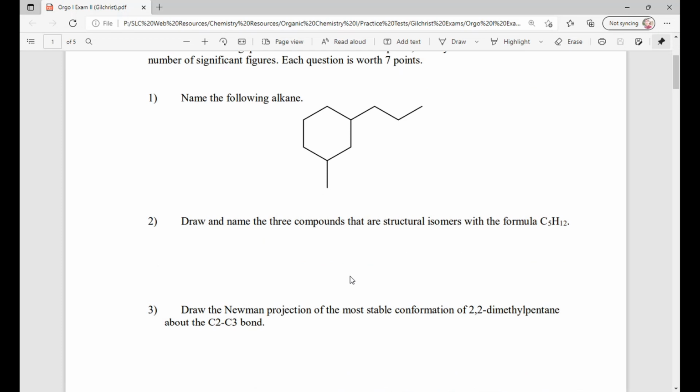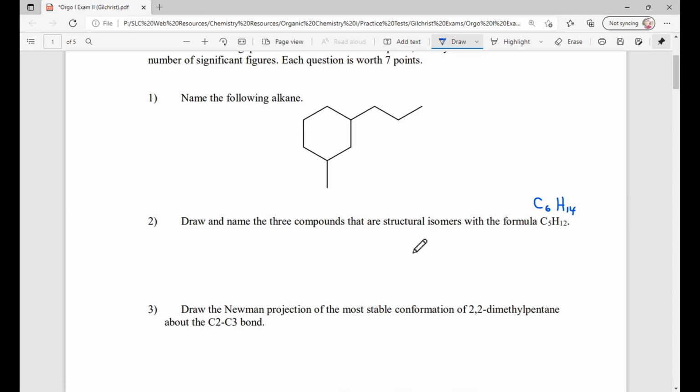Now, the next one says draw and name 3 compounds that are structural isomers of C5H12. And this one's pretty simple. I'm actually going to amp this up and make it a little bit harder, because it will be more fun. Plus, it'll give you more of an idea of what you need to do when approaching problems like this. So let's say you have: draw and name all of the compounds that are structural isomers of C6H14.